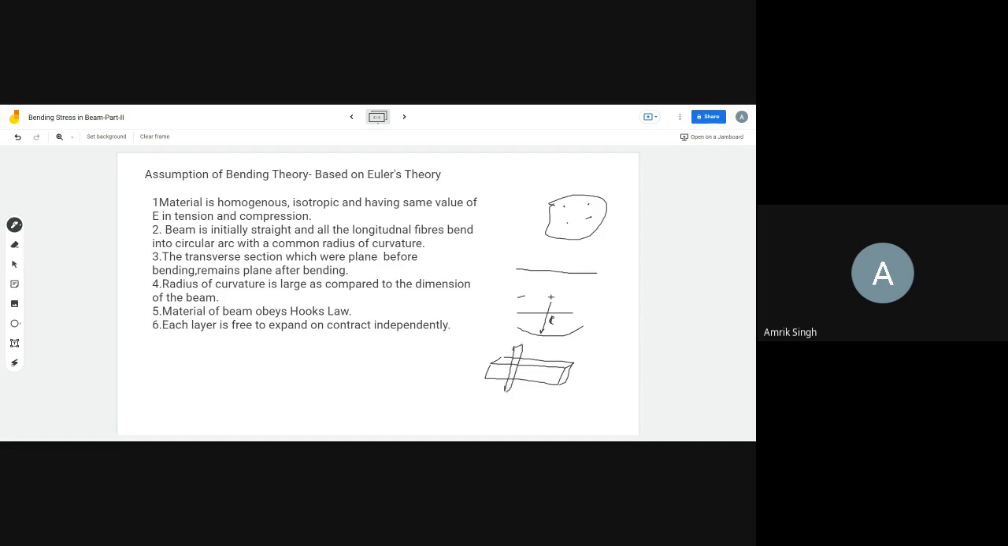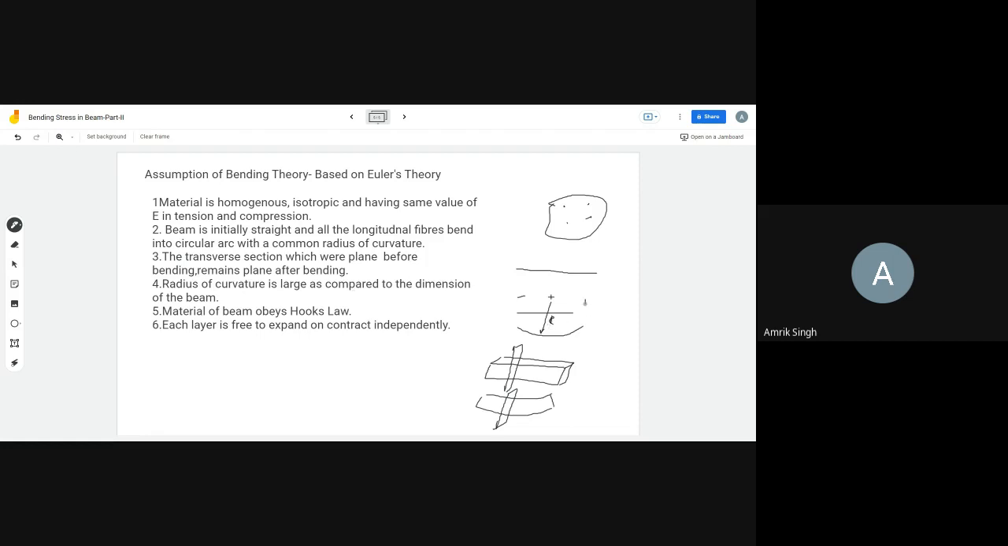I cut the beam from here. So the transfer section, this section of the beam which was plane before bending, remains plane after bending. So if we bend it like this, this section will again remain plane. It will not bend. Okay. So this is the third assumption.